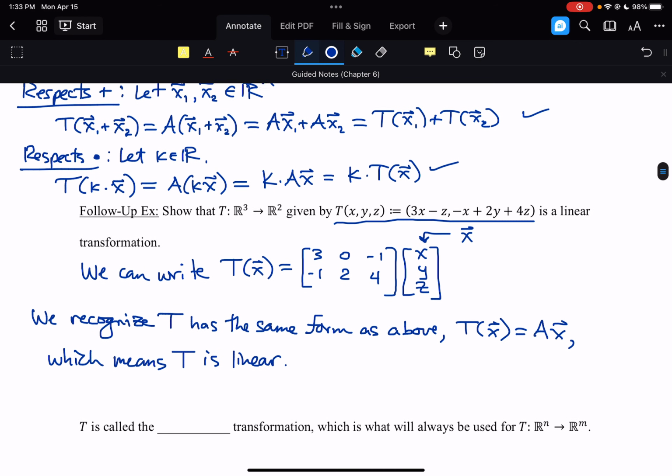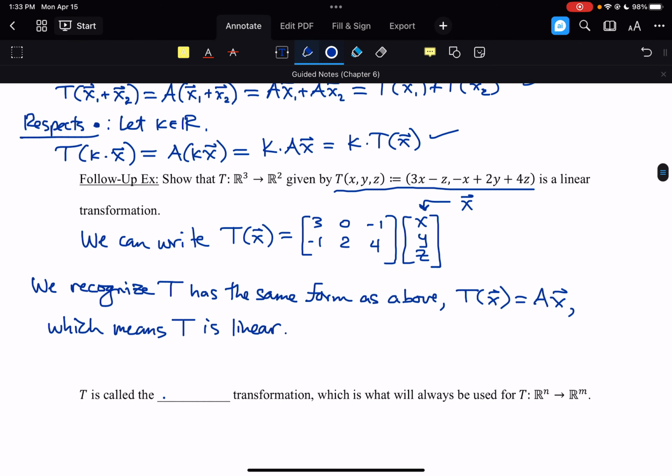This type of transformation, unsurprisingly, is called the matrix transformation, which is what will always be used for transforming Rn into Rm. So if we're going between two vector spaces of real numbers, so between ordered pairs and ordered triples, ordered fourth powers and fifth powers, things like that, we will always use the matrix transformation to go between them, and it works the most effectively.